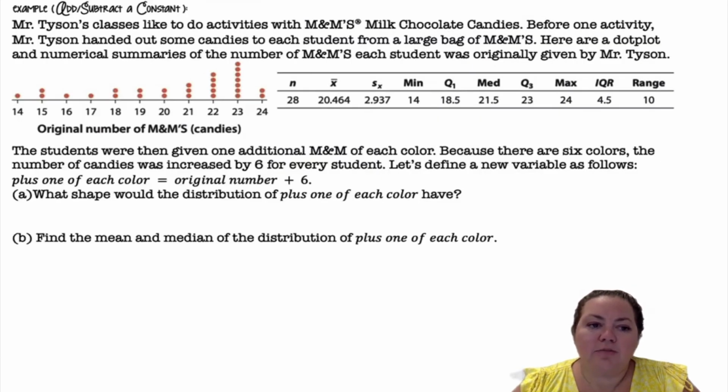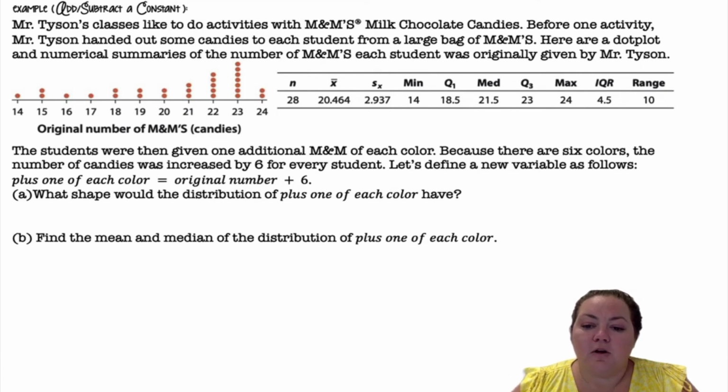All right, adding or subtracting a constant. Mr. Tyson's class likes to do activities with M&M milk chocolate candies. Before one activity, Mr. Tyson handed out some candies to each student from a large bag of M&Ms. Here are a dot plot and numerical summaries for the number of M&Ms each student was originally given by Mr. Tyson. The students were given one additional M&M of each color. Because there are 6 colors, the number of candies was increased by 6 for every student.